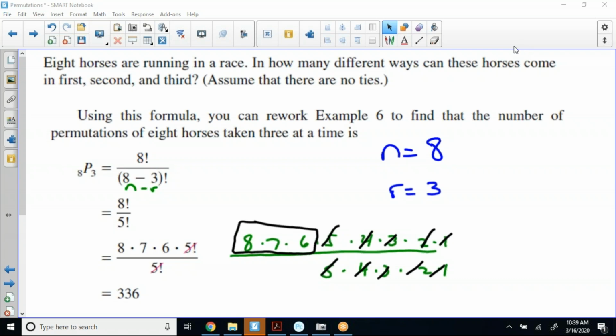So there's 8 horses, right? We only are considering the first 3 spots, right? First, second, third place. That's it. We're not considering all 8 finishes, or first, second, third, fourth, fifth, sixth, seventh, and last place. We're only considering the first 3, right? So that's where the r comes in. It's going to take away, and that's what the denominator, n minus r, is. It's going to help us know what's there.